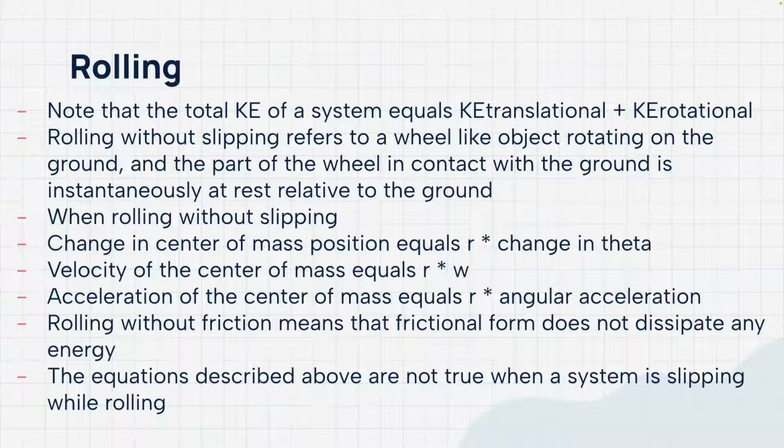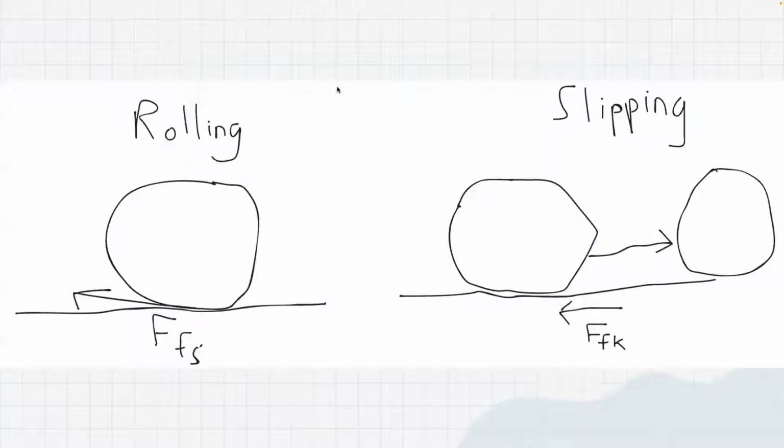All the equations described above are not true when a system is slipping while rolling, because if it's slipping, there's going to be a kinetic friction component that will dissipate energy. So here's a diagram showing what I mean.